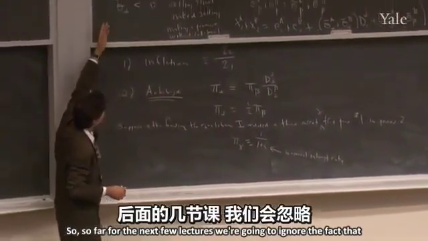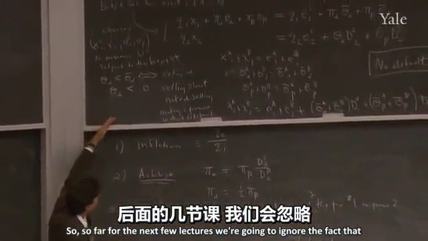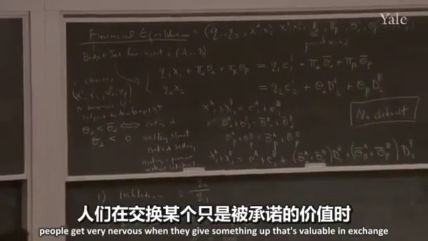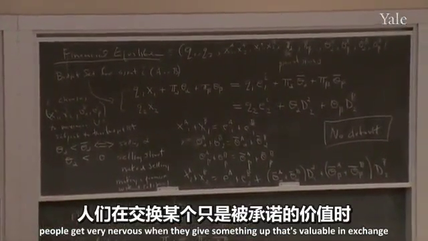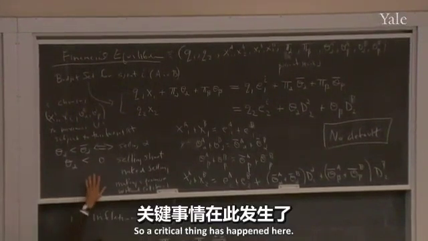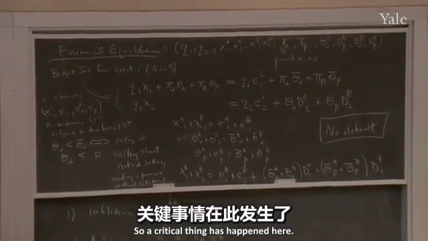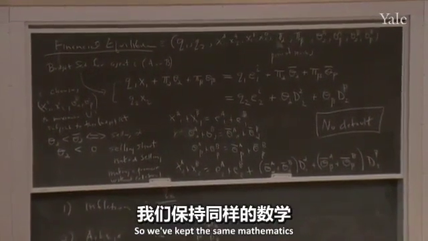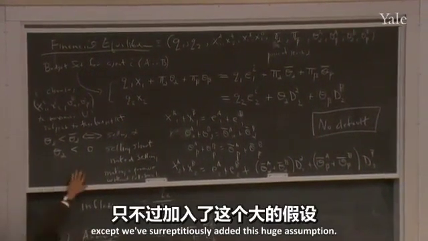So far, for the next few lectures, we're going to ignore the fact that people get very nervous when they give something up that's valuable in exchange for something that's just a promise. But a critical thing has happened here. We've kept the same mathematics, except we've surreptitiously added this huge assumption.